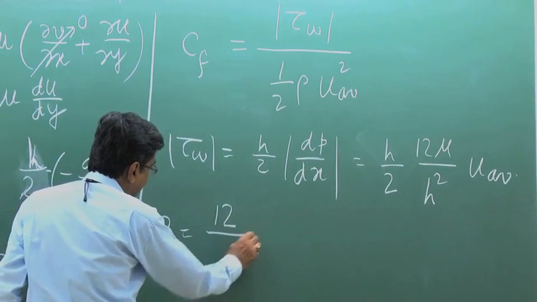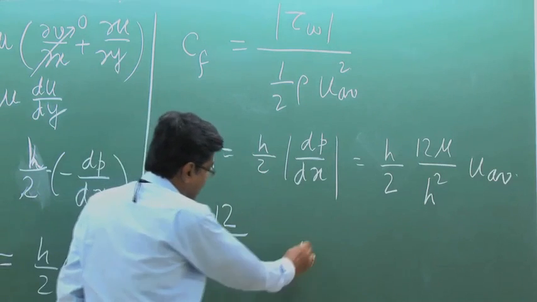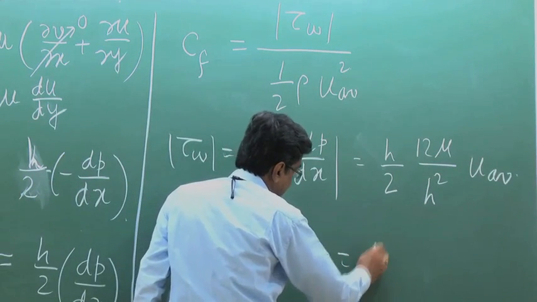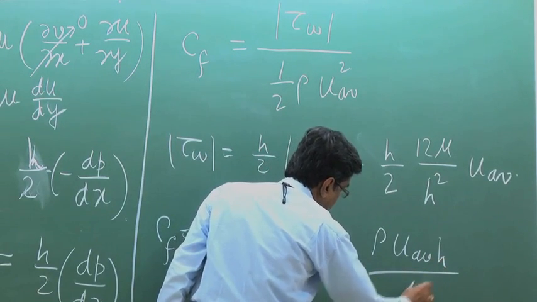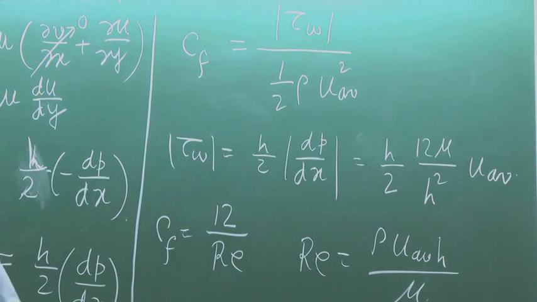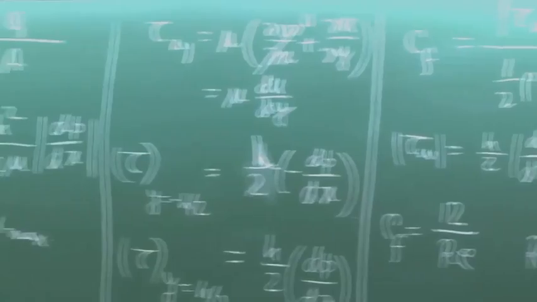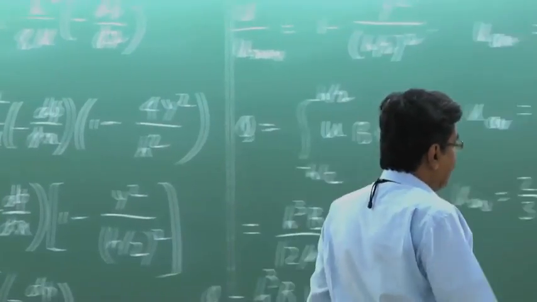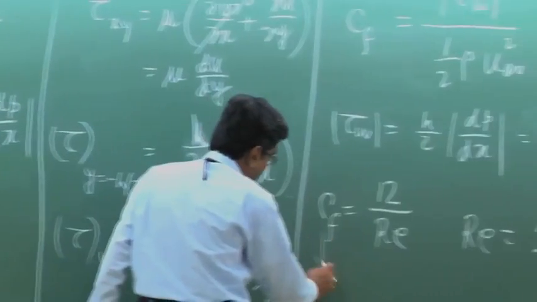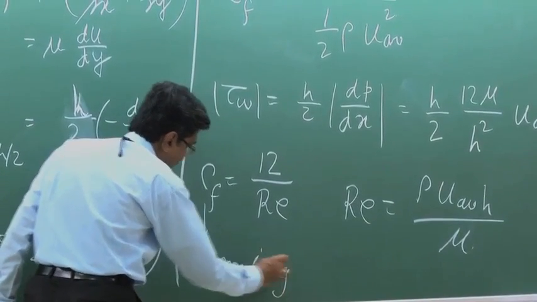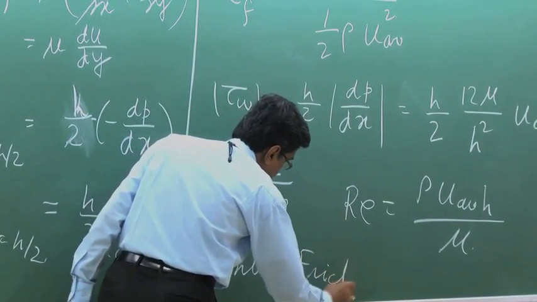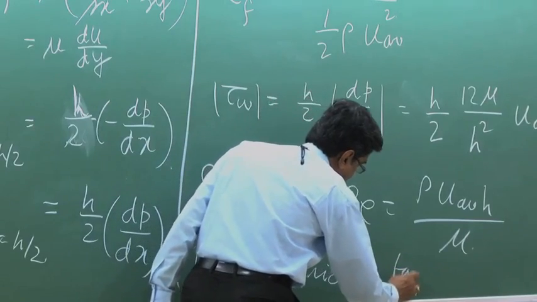You get an expression 12 by Reynolds number, where this Reynolds number is represented as rho U average H by mu. In any internal flow, the Reynolds number is defined based on the average velocity and hydraulic diameter, which in this case is the height between the plates. And this Cf is known as Fanning's friction factor. Fanning friction factor.